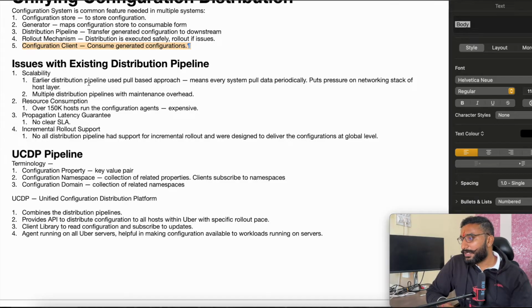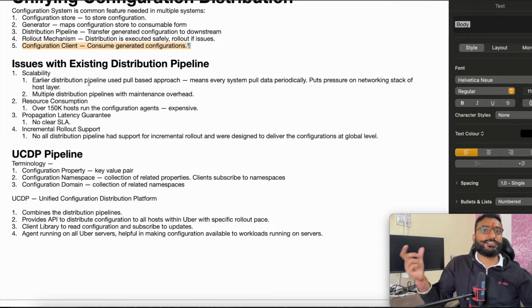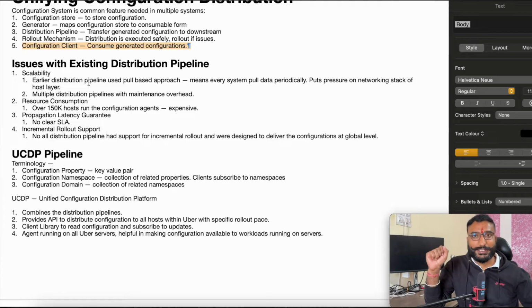Next, multiple distribution pipelines with maintenance overhead. Because all the clients are pulling the configurations, all those clients are responsible for pulling them. There are multiple distribution pipelines which are created, which means that you have to maintain those distribution pipelines. You are adding that operational overhead.